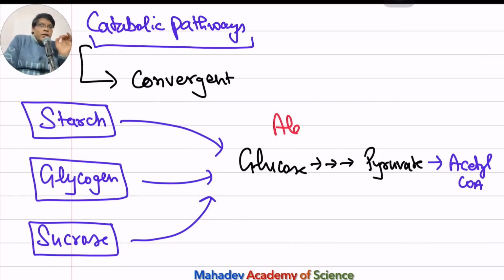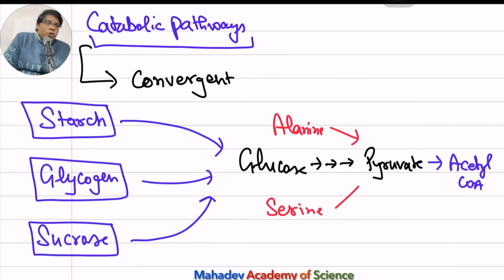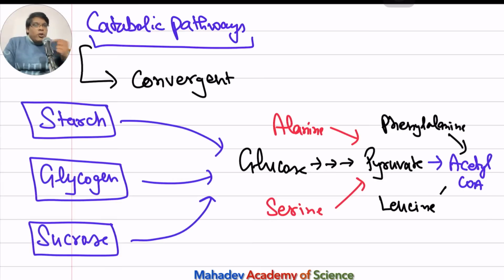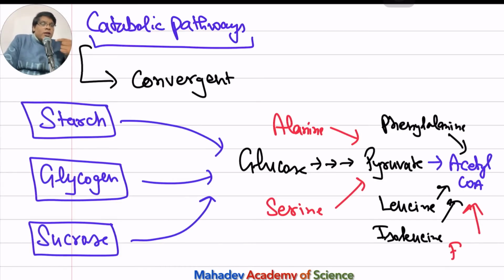Now here, if you see alanine, the amino acid, it can also give rise to pyruvate, and pyruvate can give rise to acetyl-CoA. Same way, serine, it can also give rise to pyruvate. Same way here, if you see the amino acid phenylalanine, it can give rise to acetyl-CoA. Leucine, isoleucine, fatty acid, they can also give rise to acetyl-CoA.